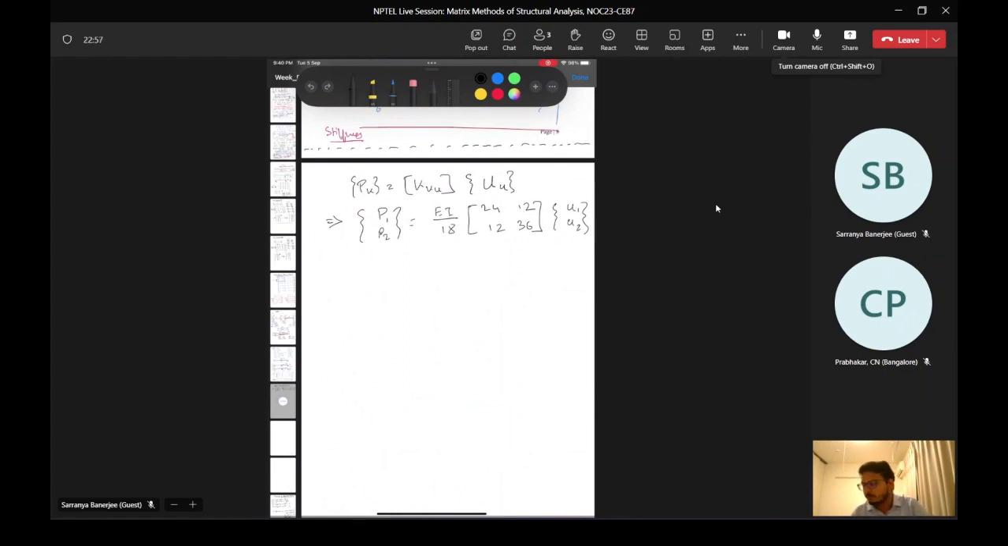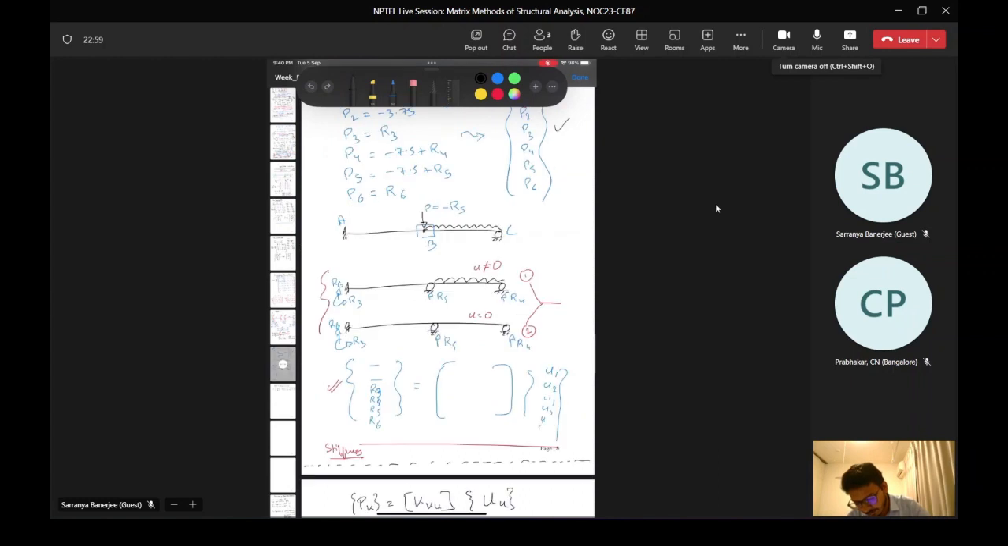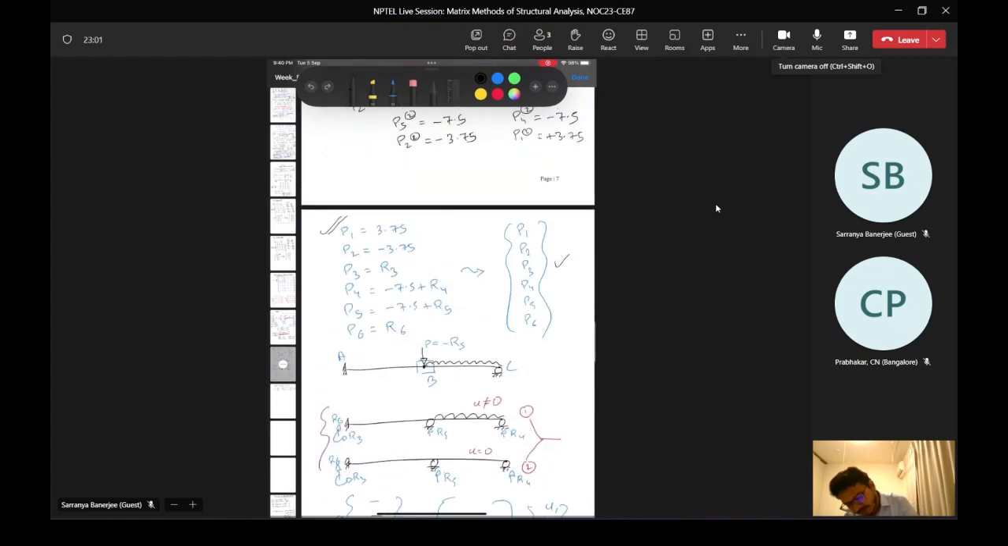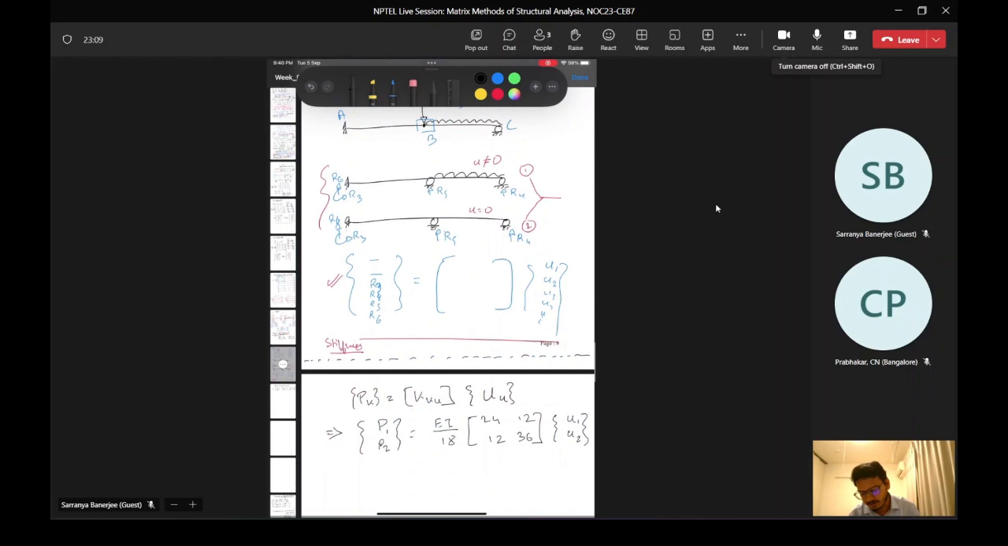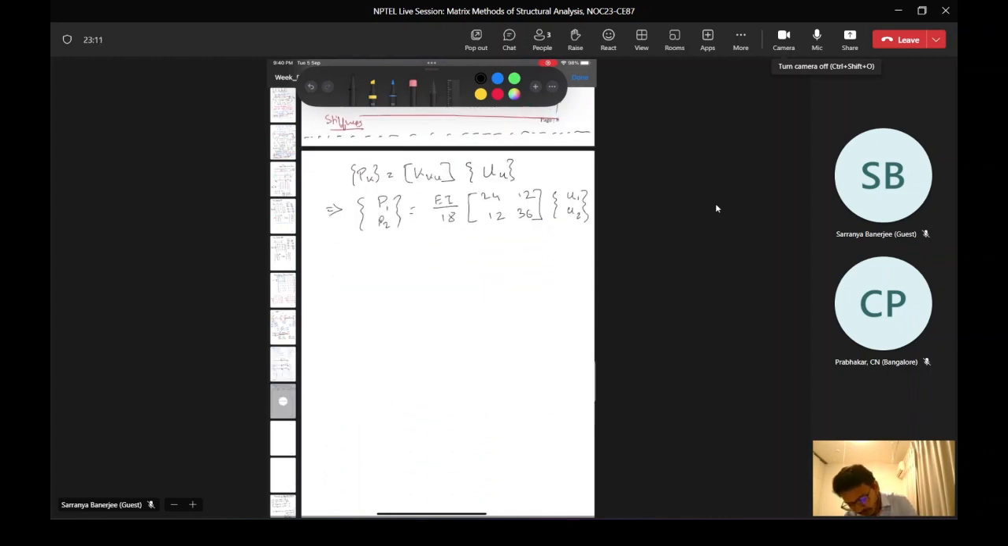So now this was our problem. We already know P1 and P2. What was P1 and P2? Let's find out. P1 was 3.75, P2 was minus 3.75. I am not repeating the procedure. It is available in the last lecture. So I'll just write down the answers from here: 3.75, minus 3.75.